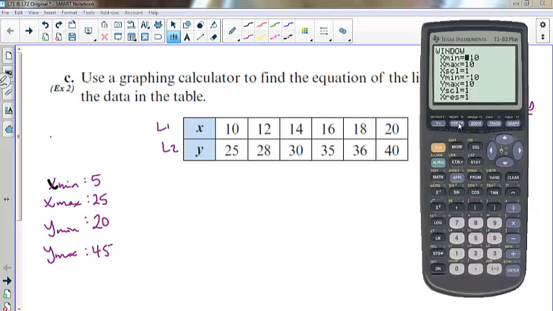So go to Window. You're going to enter 5, 25. Then you need to go down to Y minimum, enter 20, and 45. Now when I hit graph, I have this lovely scatter plot. Scale. If you're dealing with really big ranges of numbers, sometimes we change that to 10 or 100 or 25. But each little tick mark represents 1 because the data values aren't that far apart.